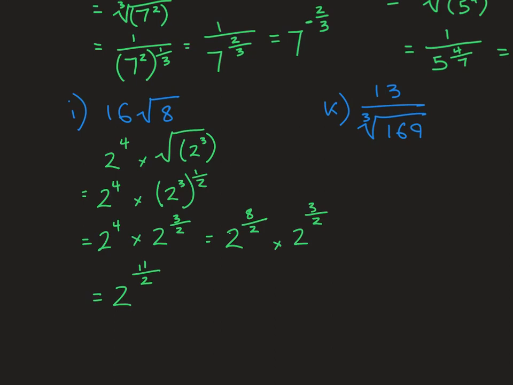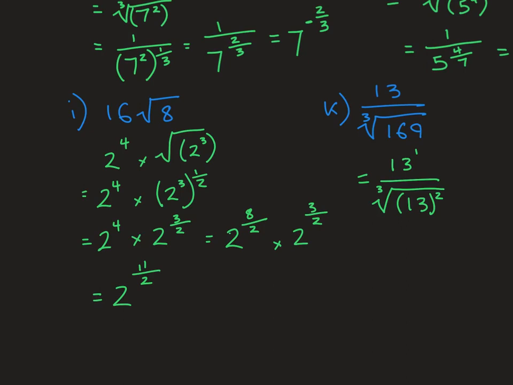All right, so K is also going to be tricky. And this one you may have to use your calculator to work out what numbers you need to use. All right, so what we've got here is we need to convert both of these numbers to a prime number base, and preferably the same prime number base. So what you guys might find is that 13 times 13 is actually 169. So we can rewrite this as 13 to the power of 1 divided by the cubed root of 13 squared.